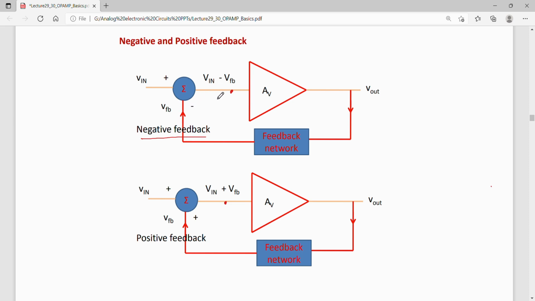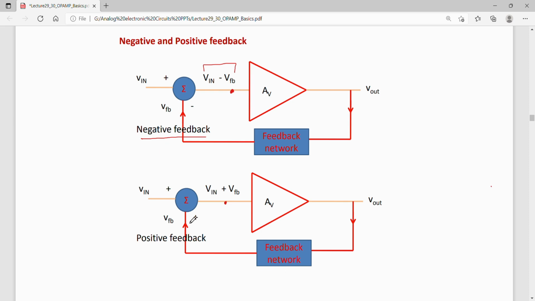Here the input that is being applied to this amplifier is not helped. In fact, this further reduces. That is, the feedback signal is subtracted from the input signal. Vin minus VFB is being applied to this amplifier. So it is a case of negative feedback.